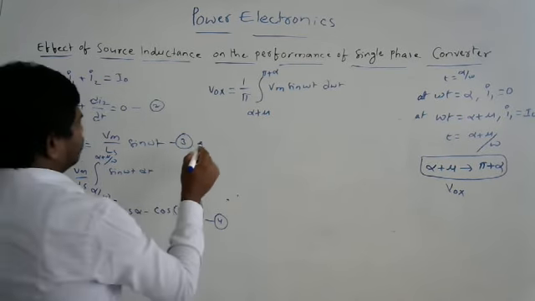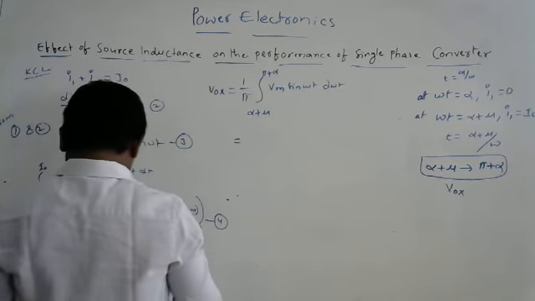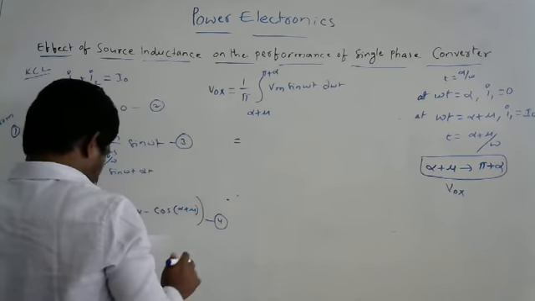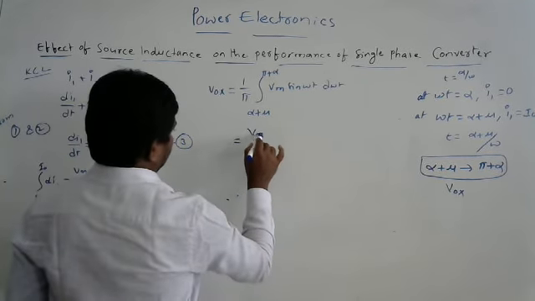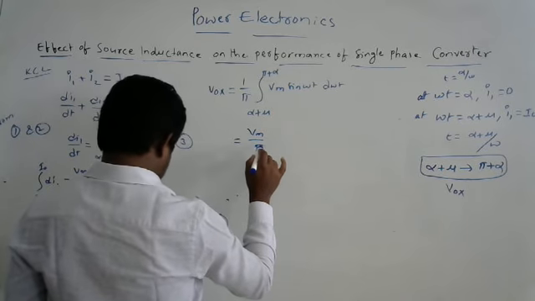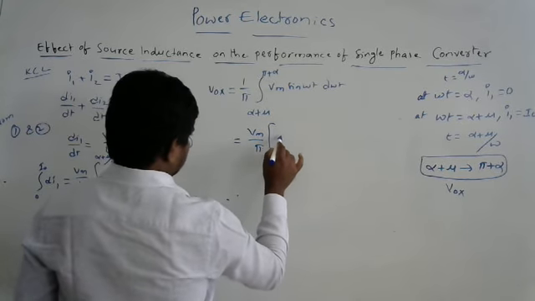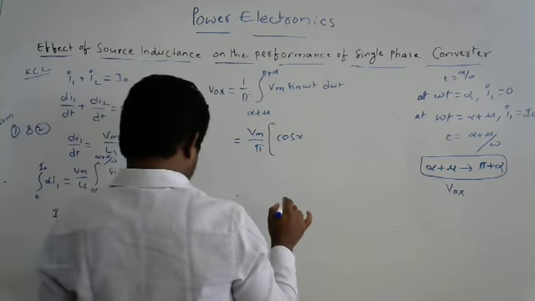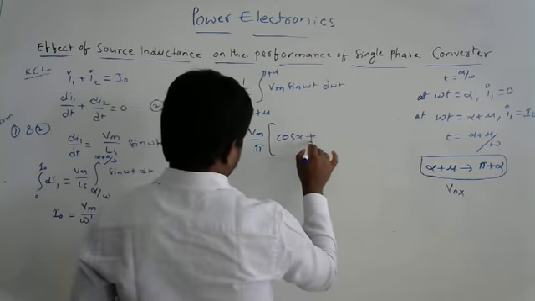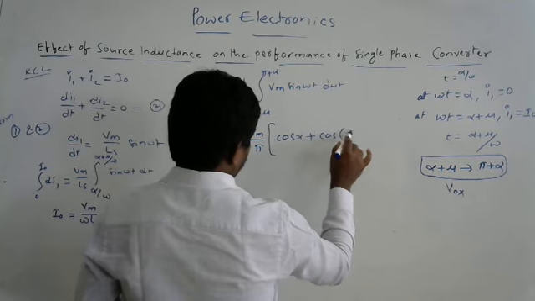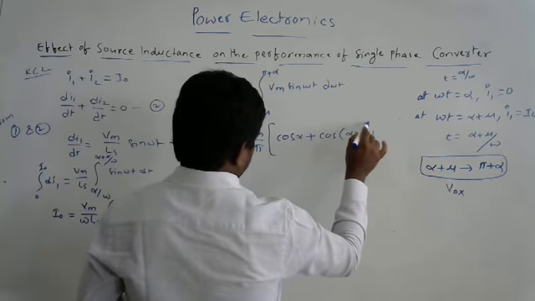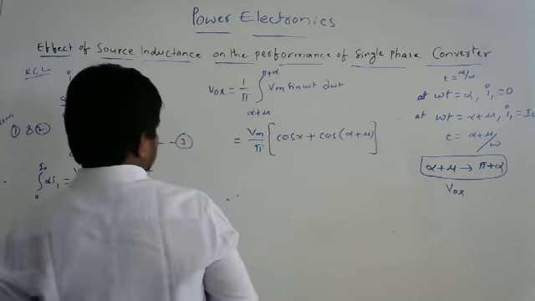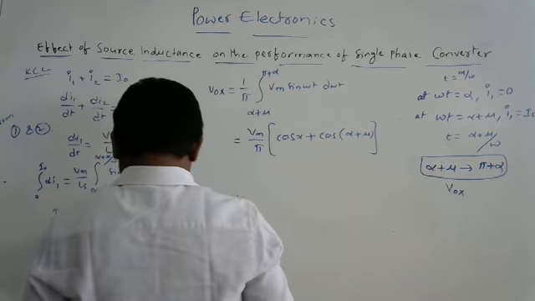So after simplification of this equation we will get Vm upon pi, cos alpha plus cos alpha plus mu. So you need to do some simplification for this, right?